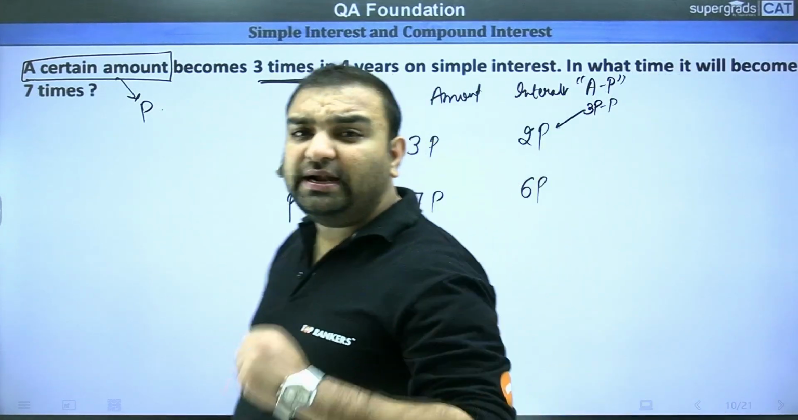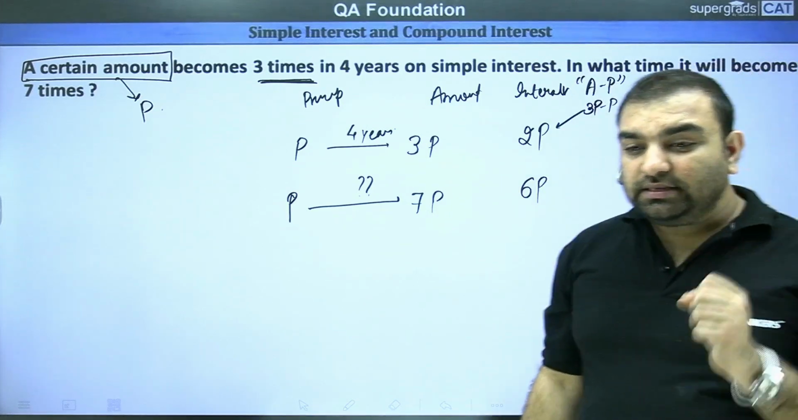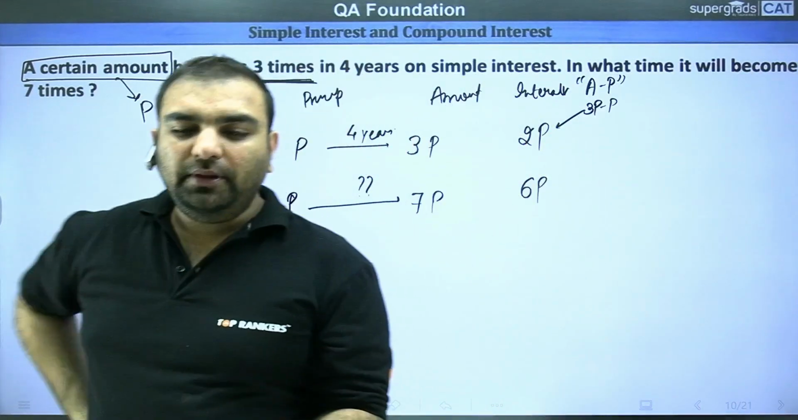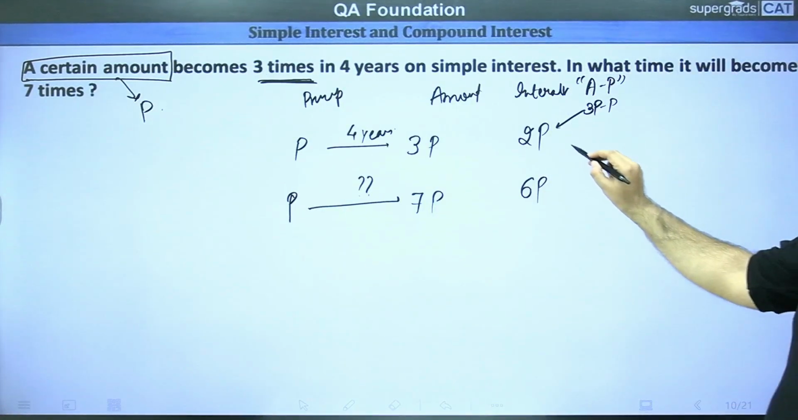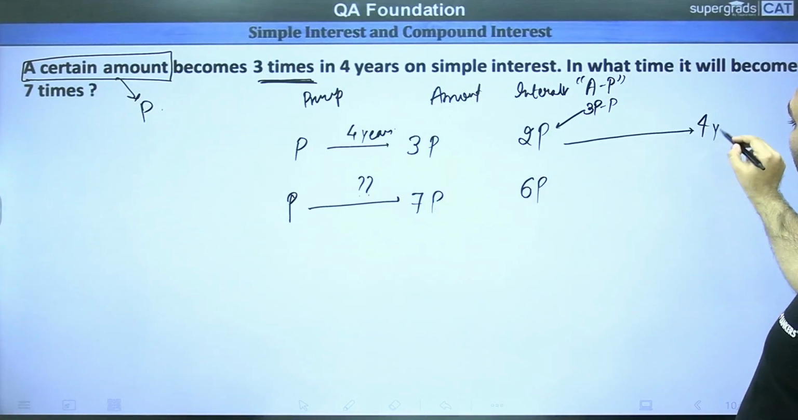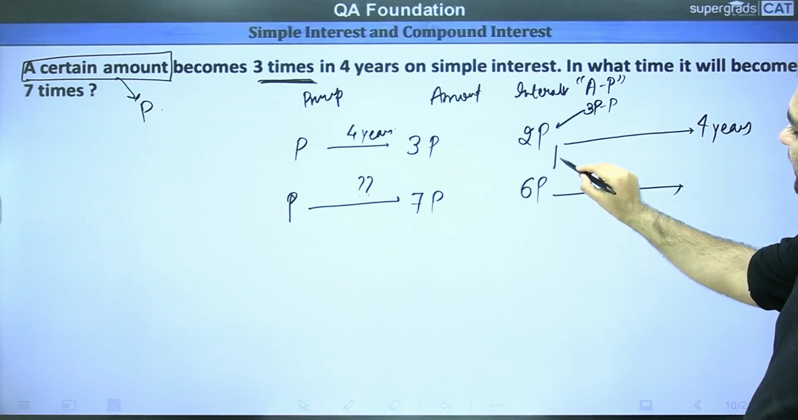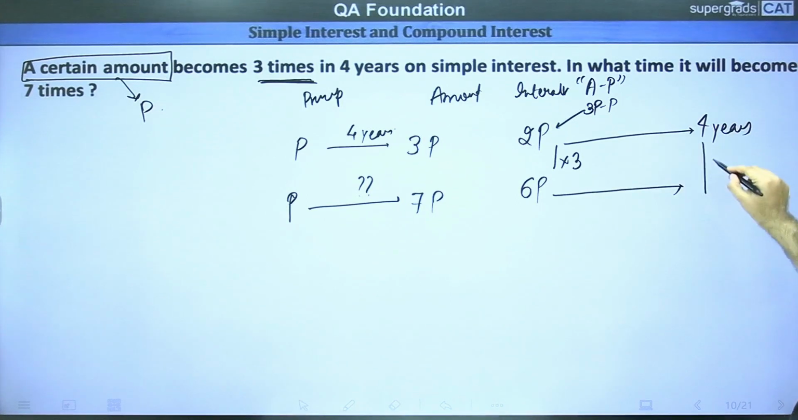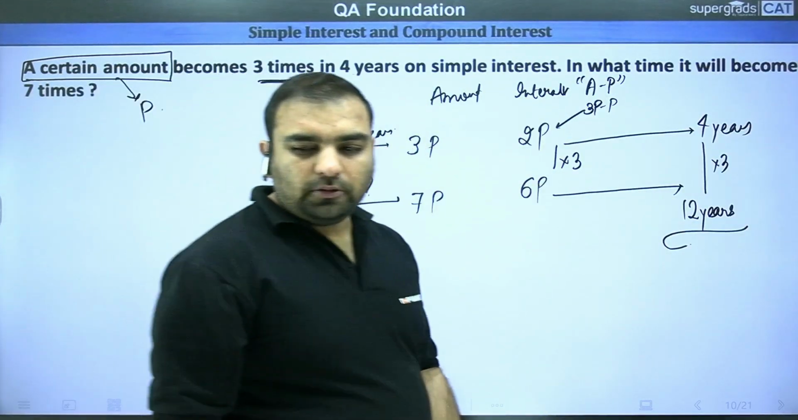सिंपल इंटरेस्ट इतना सिंपल होता है कि वो हर साल बराबर ही होता है। So if you are getting 2P in 4 years, 6P you will get in कितना? It is 3 times of it, 12 years. An error-prone zone. Some students can make an error over here. I want you to not make it.